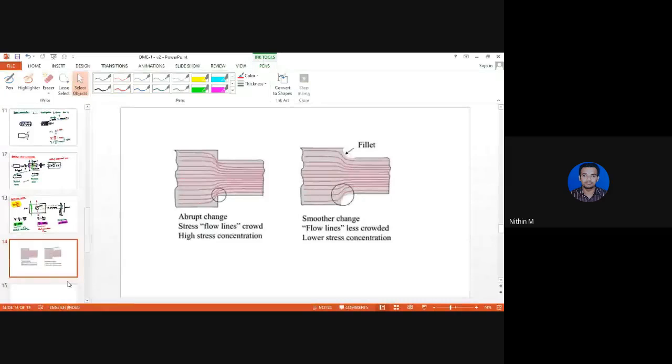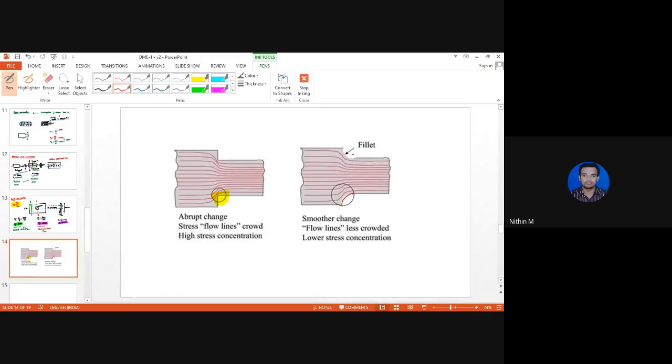Then if you look at the example that I had considered previously, here there is no fillet or notch present. As you can see, there is no fillet or notch present. But whenever there is a fillet like this, it will easily flow through and not concentrate at one place. So whenever you have a sudden change in the diameter of the shaft, it is always advisable to give a fillet, right?